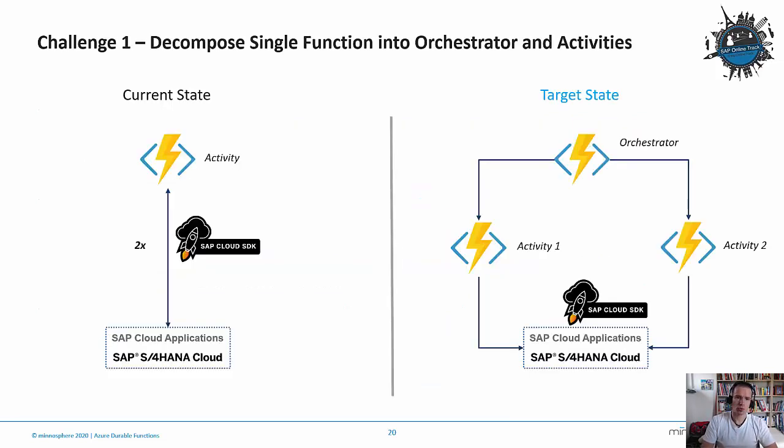Okay, so let's start. What do we want to do first? Currently, our activity function is one activity function, with no durable framework around it, which does 2 calls to an S4 system using the SAP Cloud SDK. What I want to do now is decompose that. I want to model that sequence: an orchestrator that calls my first activity, calls my second activity, and then returns the result. So let's take a look into the code.